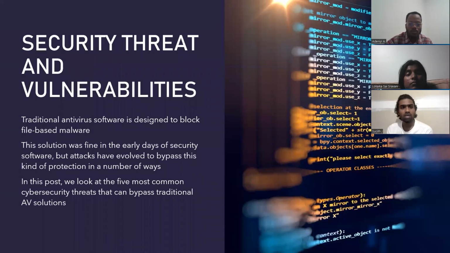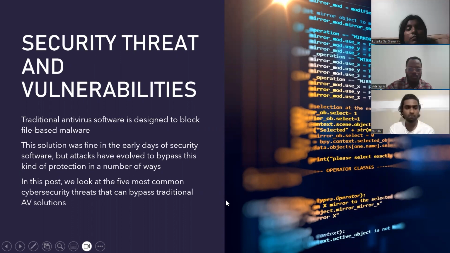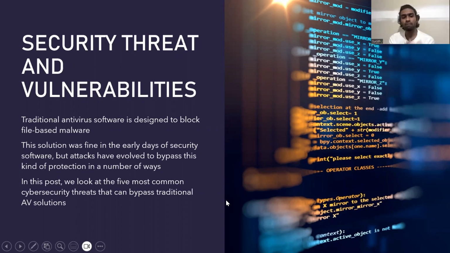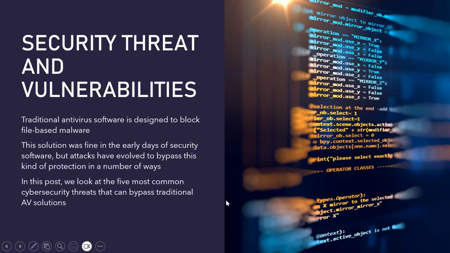Now, some security threats and vulnerabilities. Traditional antivirus software is designed to block file-based malware. This solution was fine in the early days of security software, but attacks have evolved to bypass this kind of protection in a number of ways. In this post, we look at the 5 most common cybersecurity threats that can bypass traditional AV solutions.